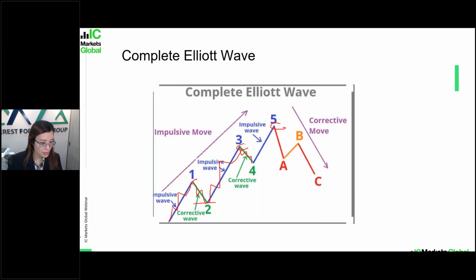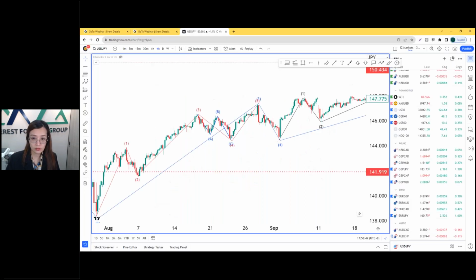What time frame is the best to use to identify the main wave? It depends on you, whether you are a swing trader or a day trader. Because let's say you're a swing trader, you can go to the daily time frame, or even the weekly.